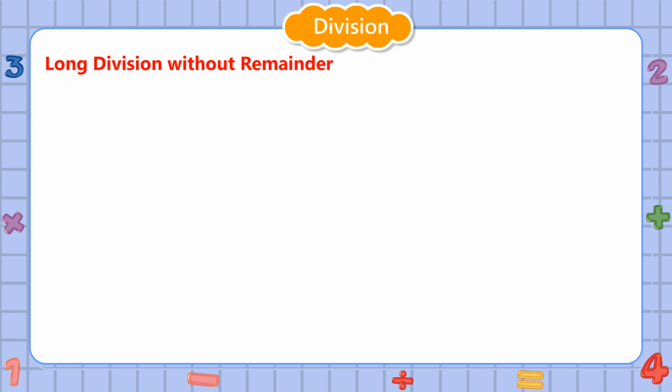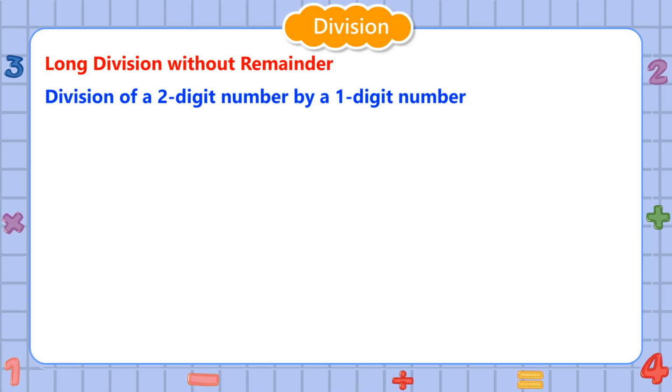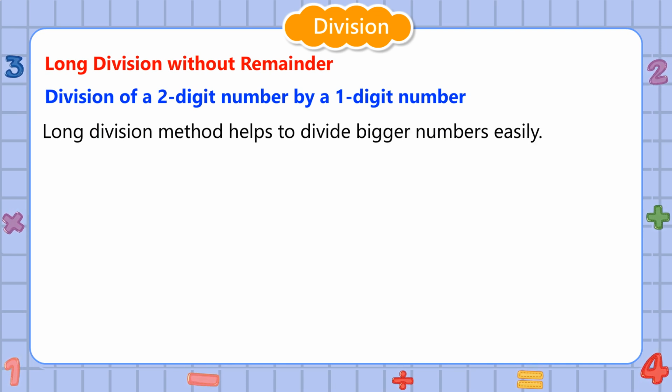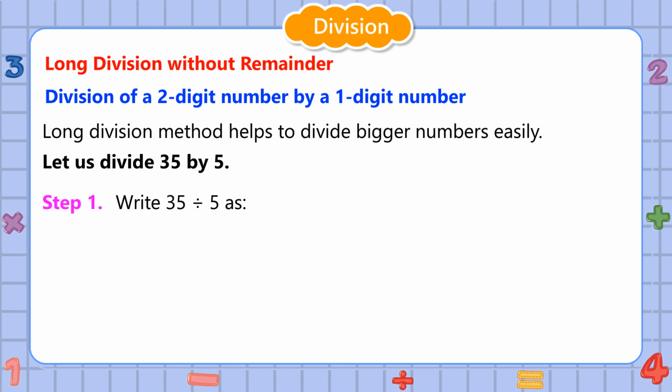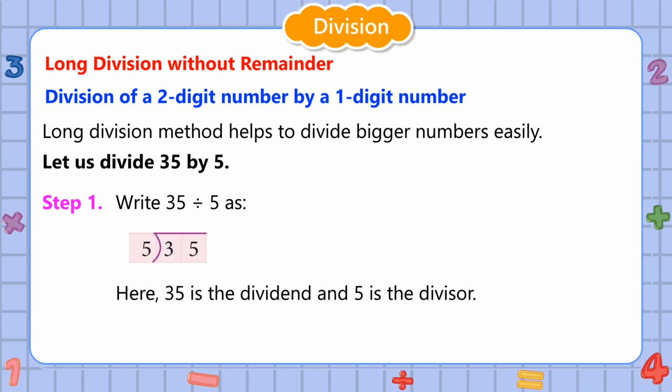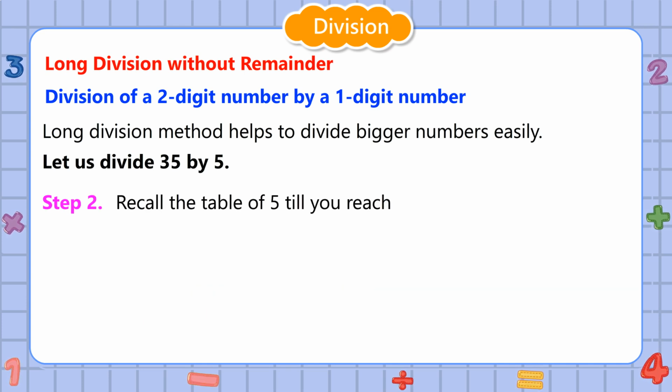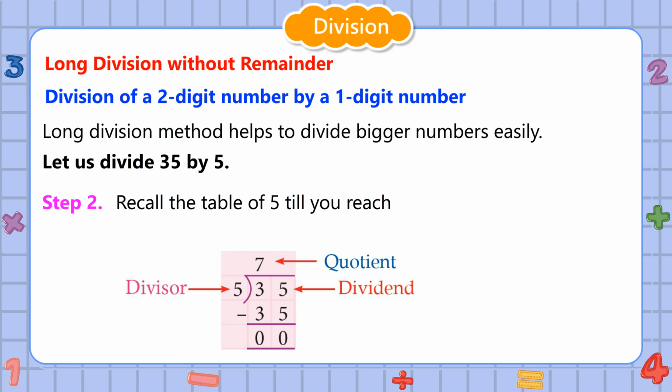Long division without remainder. Division of a two-digit number by a one-digit number. Long division method helps to divide bigger numbers easily. Let us divide 35 by 5. Step 1. Write 35 ÷ 5 like this. Here, 35 is the dividend and 5 is the divisor. Step 2. Recall the table of 5 till you reach 35. We have 5 × 7 = 35.